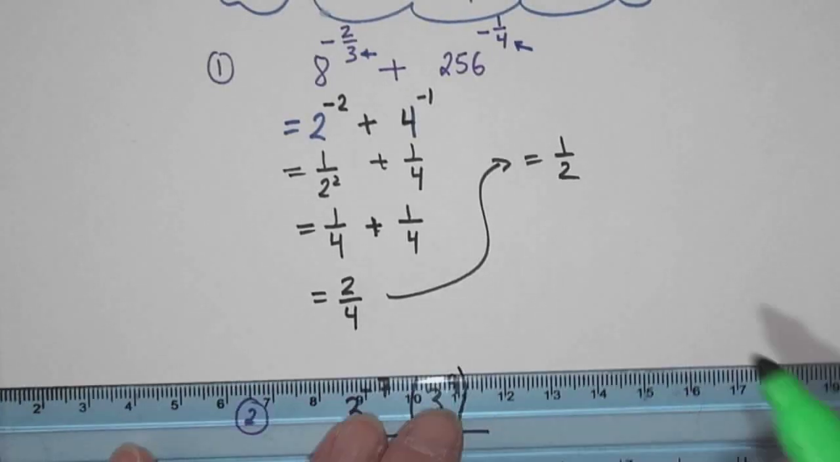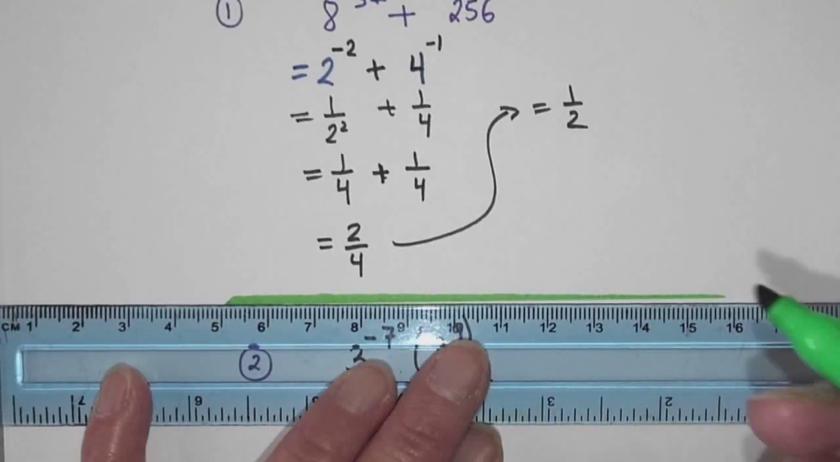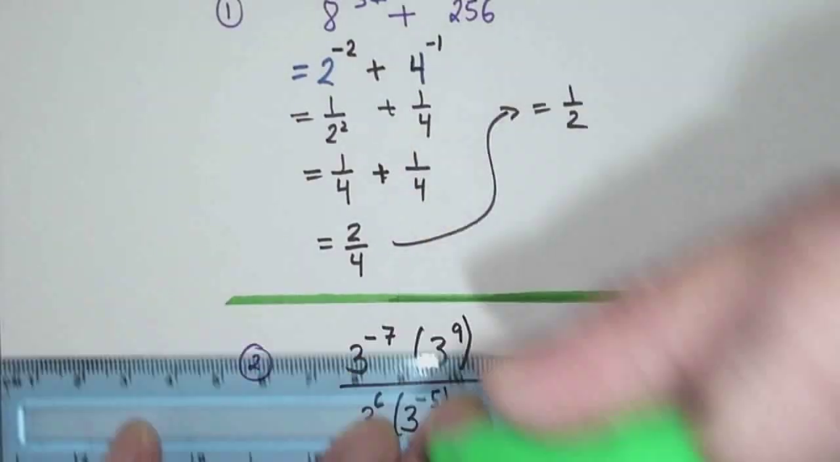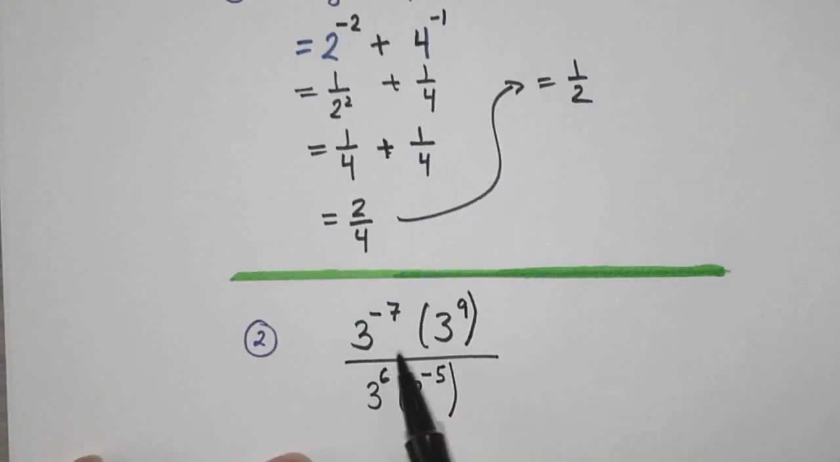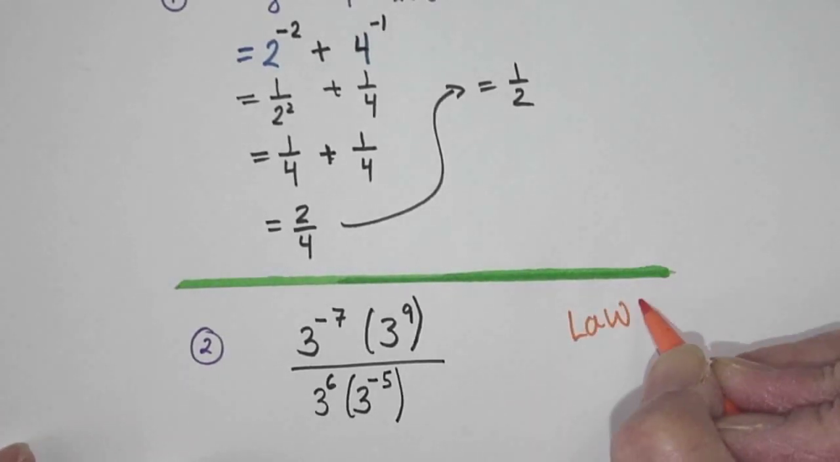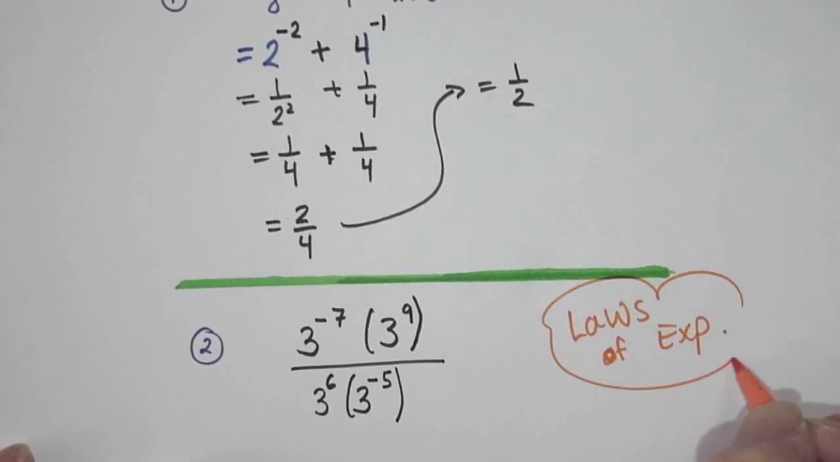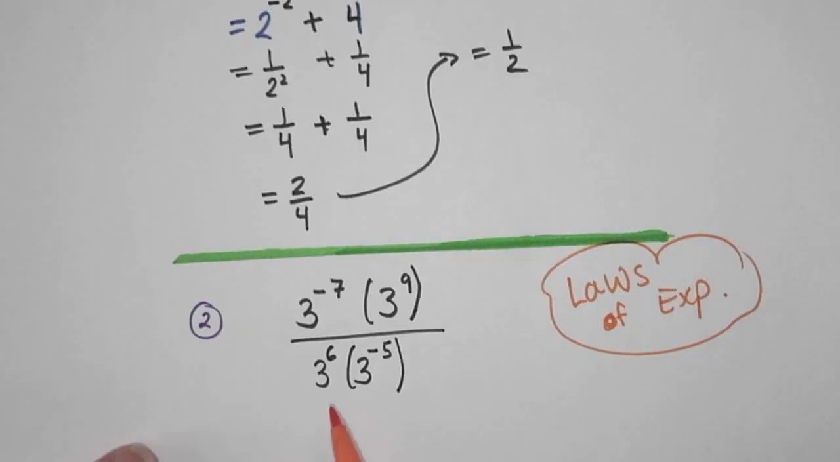Okay, and then the second question I just made up. Forgive me if it's not a great question, but it's this one here. So we've got 3 to the negative 7, 3 to the 9, 3 to the 6, 3 to the negative 5. My first step for all of these is always, always, always see if you can use the laws of exponents first. The laws are: if it's multiplication, you add. If it's division, you subtract. And if you have a power to a power, you multiply. That's what I mean by laws.